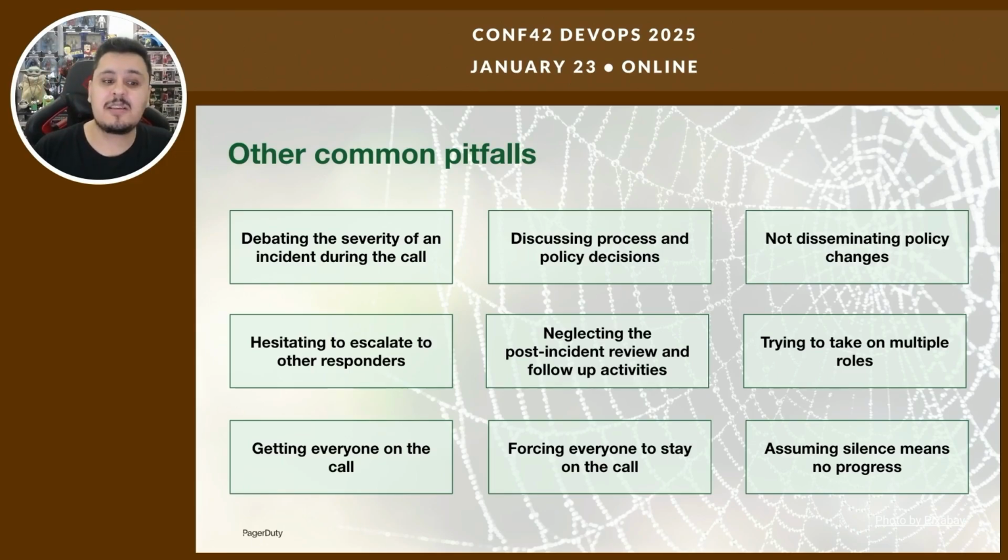Another thing, forcing everyone to stay on the call. So you don't want people to stay on the incident response call if they don't need to be there. They're not contributing. Most of the time, these discussions happen at 3 or 4 a.m. If these people are not there doing anything anymore, release them. Let them go have their rest or focus on other things. They can check up on what happened afterwards.